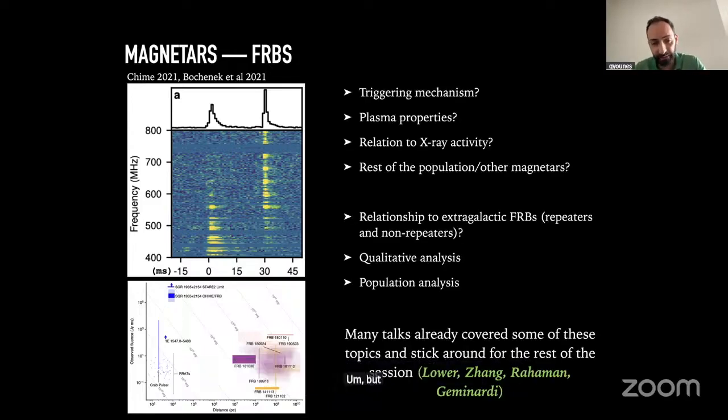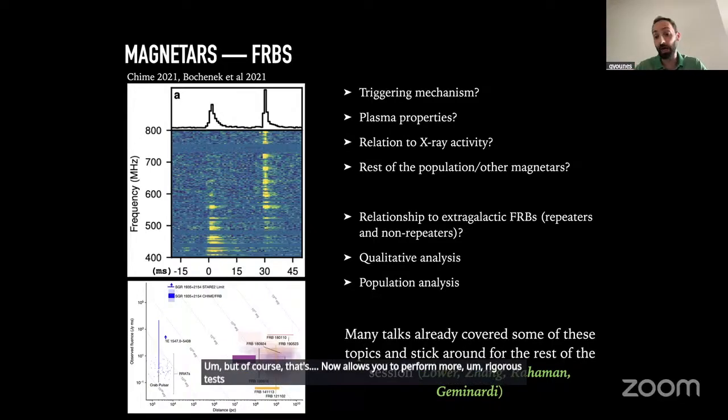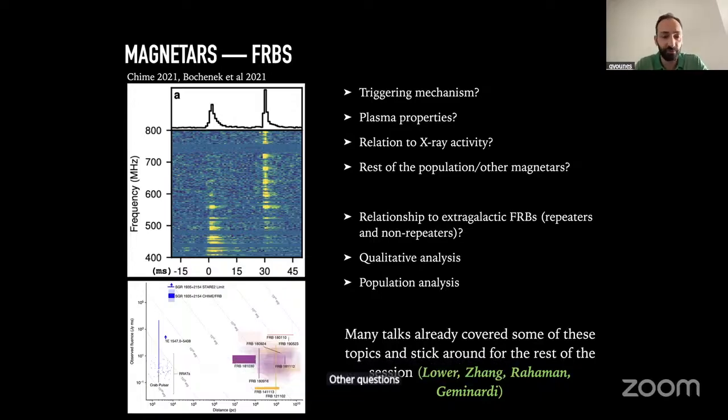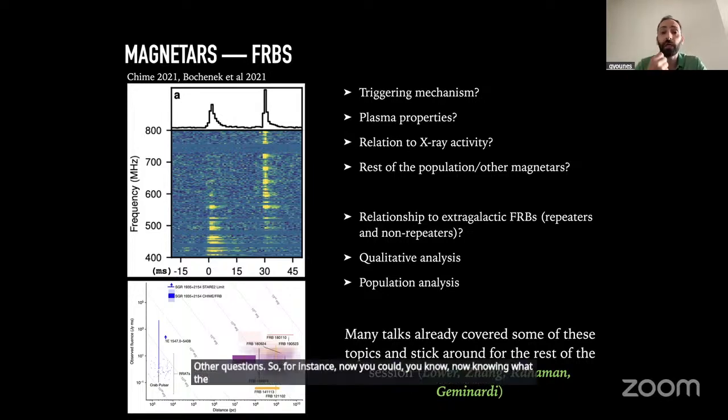But of course, that now allows you to perform more rigorous tests of a whole lot of other questions. Now, knowing what the progenitor is, you can perhaps look deeper into the question of what their triggering mechanism is.